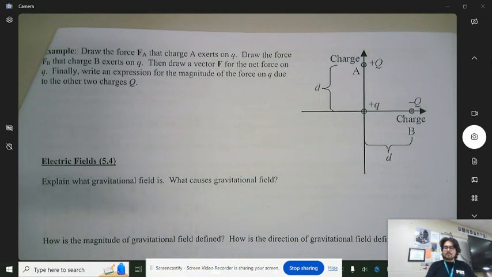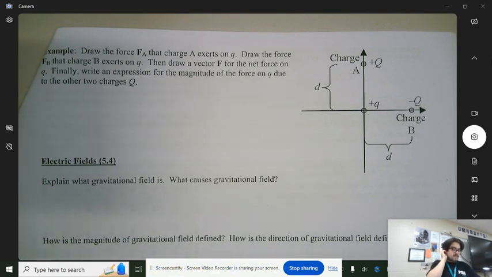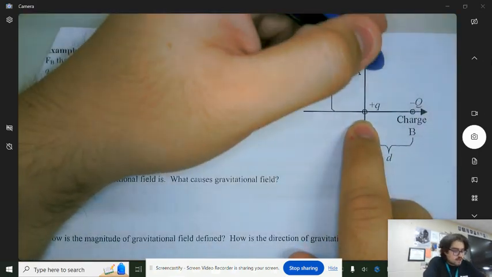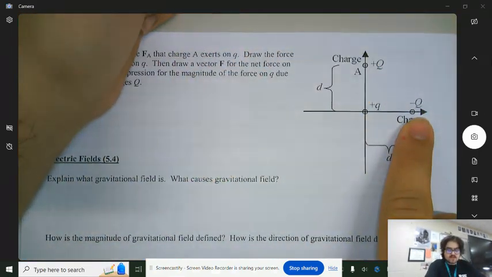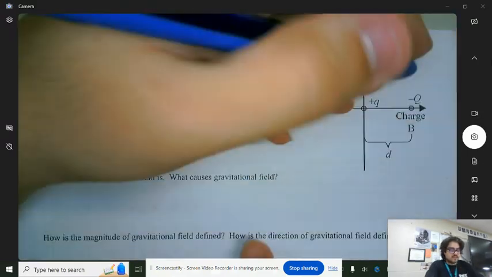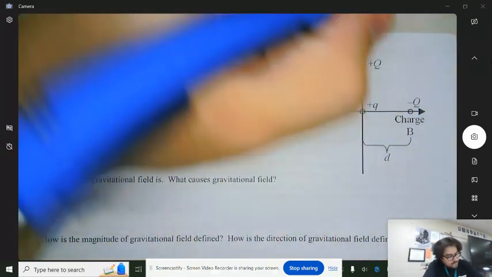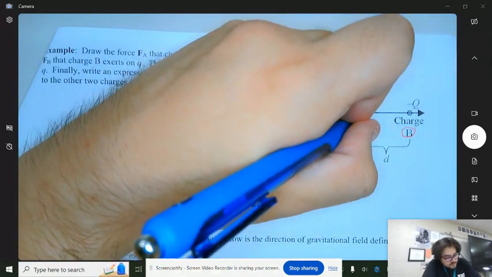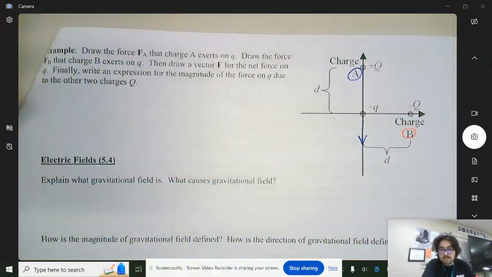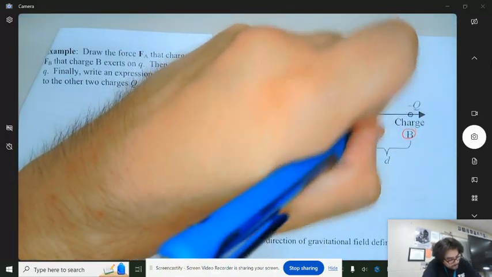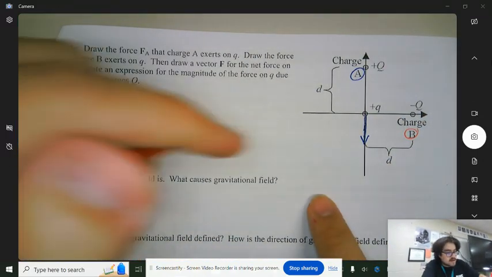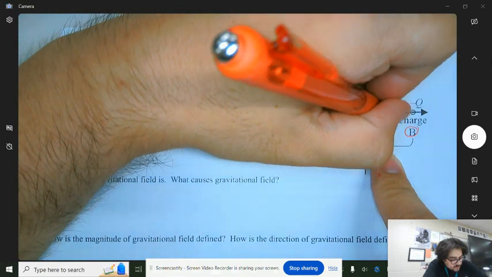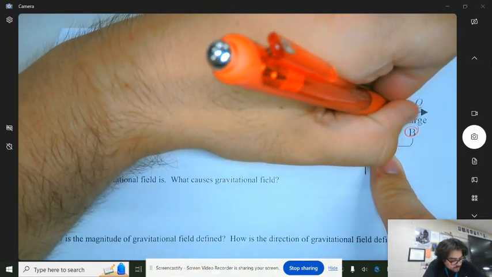Okay, so if we take, for example, a positive charge at the origin, we have charges A, which is positive, and B, which is negative. You're going to notice that the charge from A is going to apply a repulsive force going down. I really need to make sure you see that blue line. And then B is going to apply an attractive force going to the right.